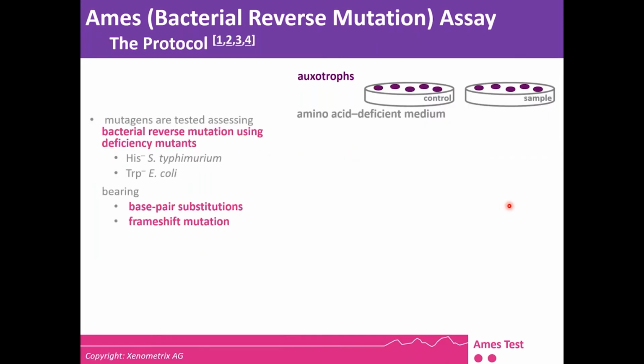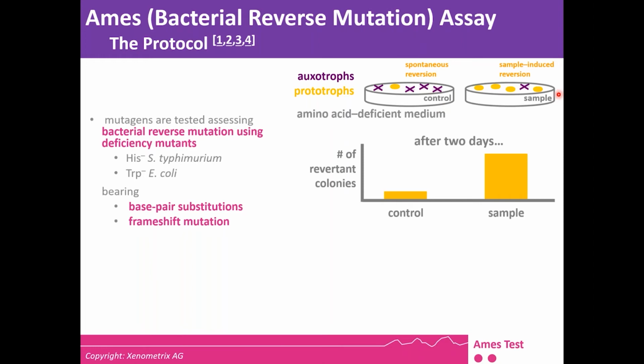Very briefly, mutagens are assessed using bacterial reverse mutation with deficiency mutants. So Salmonella typhimurium and E. coli strains have been developed so that they cannot grow in the absence of histidine or tryptophan, respectively, due to base pair substitutions or frame shift mutations. So if you plate these auxotrophs on amino acid deficient medium, most of them will die, apart from some prototrophs due to reversion. These are mutations that can be spontaneous, as would be the case in the solvent control, or sample induced if your sample is mutagenic.